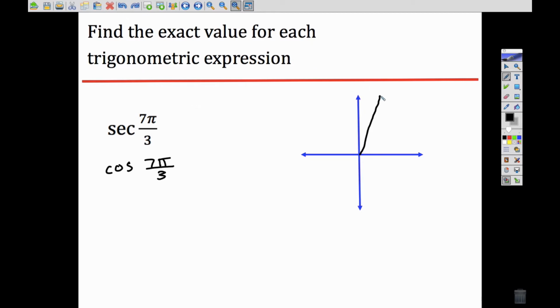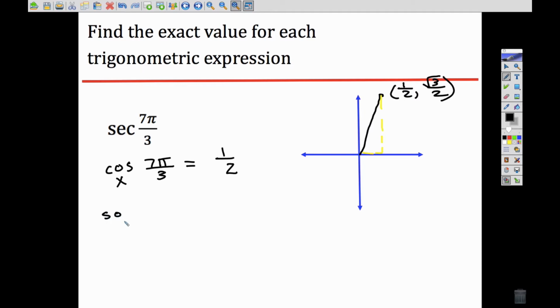And then I just need to find the coordinates. So again, my way for doing this is thinking about this triangle. And in this case, the x is the short side, right? So x is a half. The y is the long side. So that's the square root of 3 over 2. In this quadrant 1, they're both positive. So if I'm looking for the cosine, I'm looking for the x. So the cosine of 7 pi over 3 is 1/2.